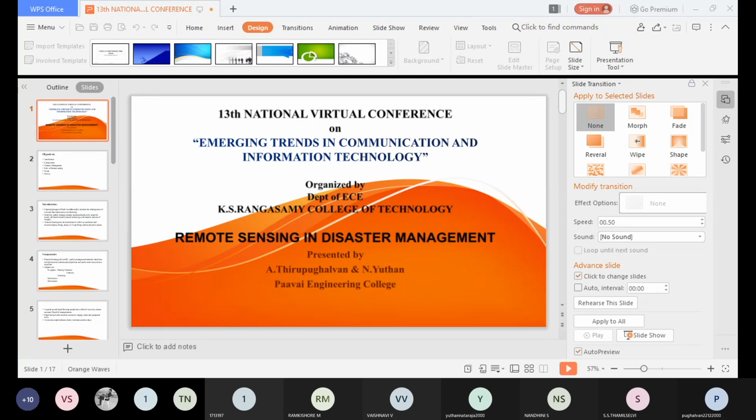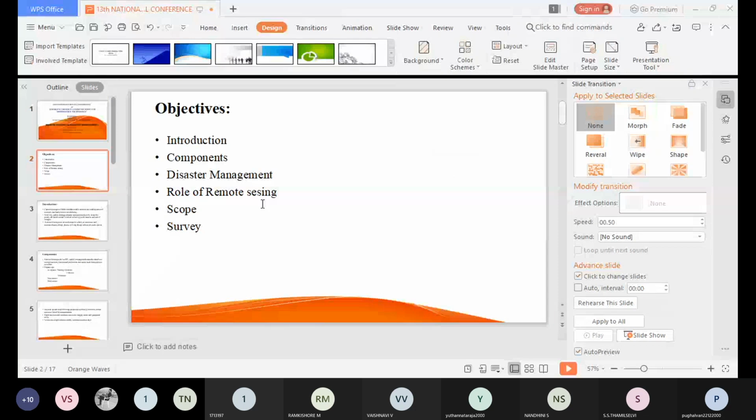Kisan. Yes, Thiru. Go to the next slide. Is it visible now? It's on the first slide. Yeah, now is it visible? Yeah.